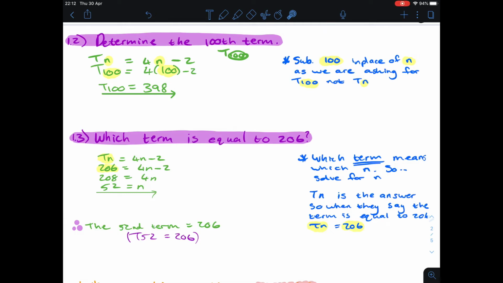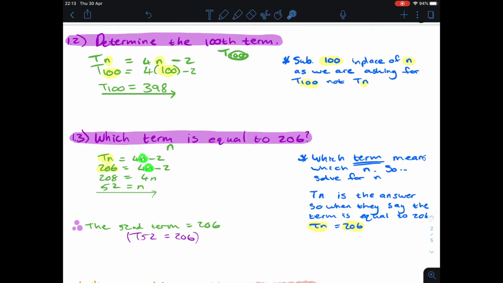The third type of question they can ask you is which term is equal to 206. So now they want to know which term is equal to 206. So they want the n. That means they need you to work out the n. So the term is equal to 206. The whole Tn, this is what we spoke about earlier, is equal to 206. So instead of Tn, I'm going to say 206, and then I'm going to work out the n.